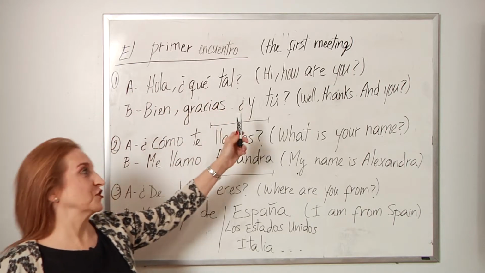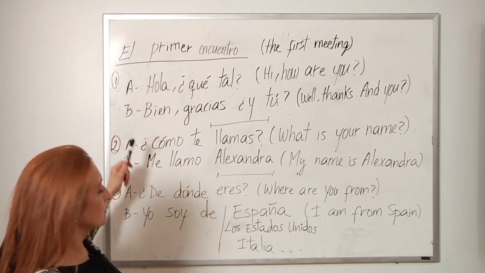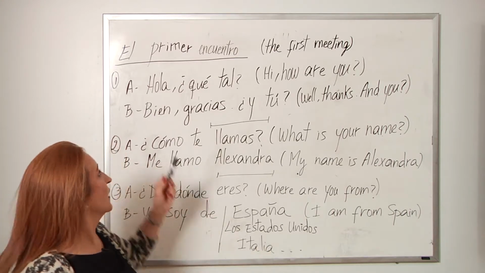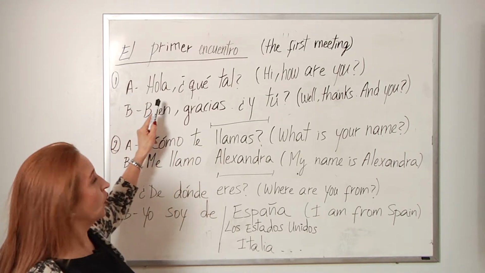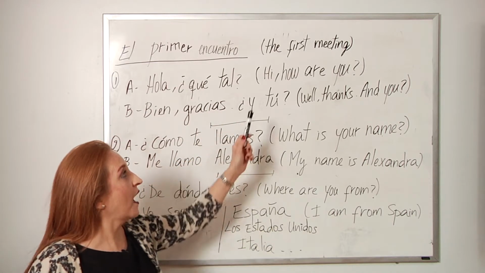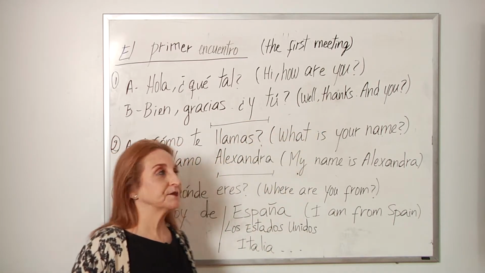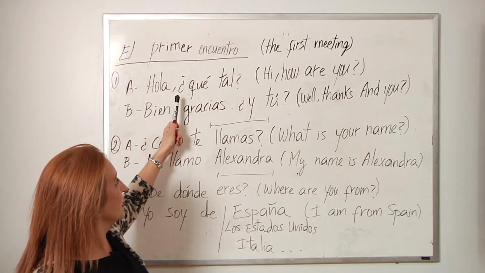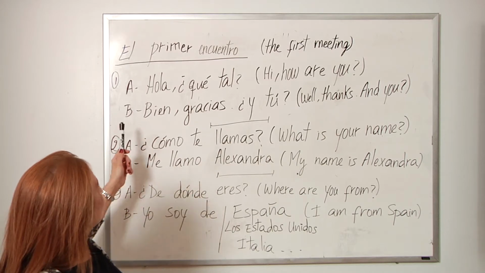El primer encuentro is the first meeting. These questions, we have more questions, but we start with these 3 questions. You meet anybody and you ask, for example, you can introduce, hola, ¿qué tal? Hola, ¿qué tal? Means, hi, how are you? You can see that in Spanish, when it's a question, you have a question tag at the beginning and at the end. In English, it's only at the end, okay?